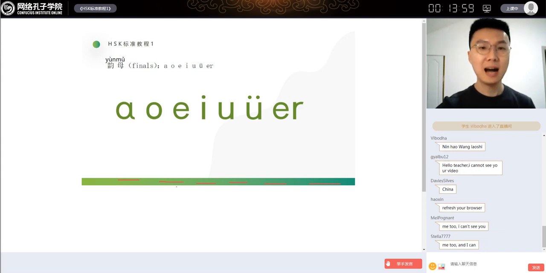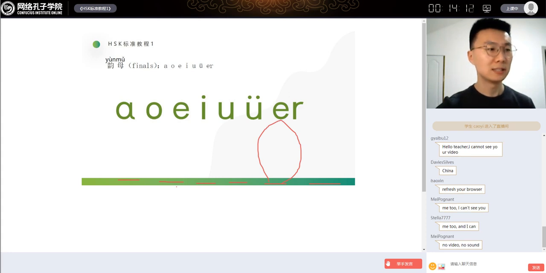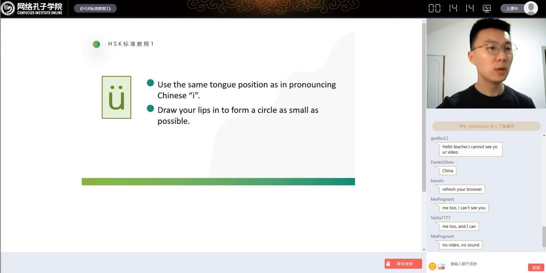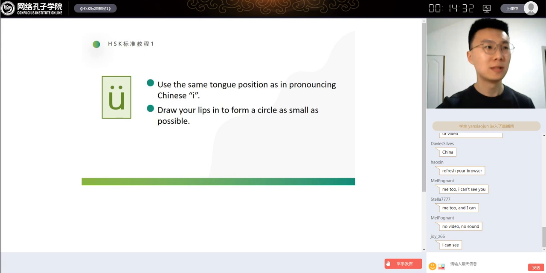Okay, this is this one. It may be difficult for you. Let's look at this. When we read ü, we should use the same tongue position as in pronouncing Chinese i. Then draw your lips into a circle as small as possible. Then try to pronounce it.